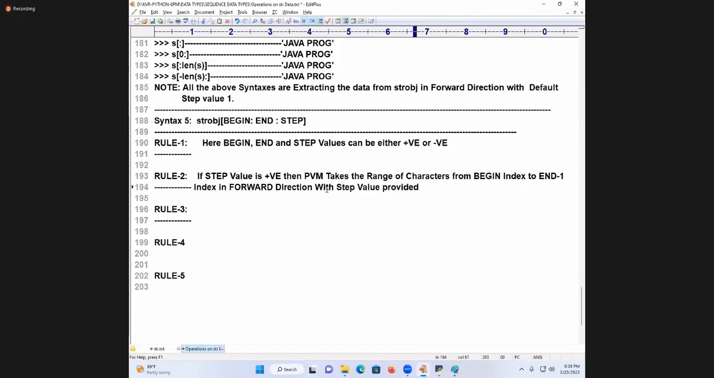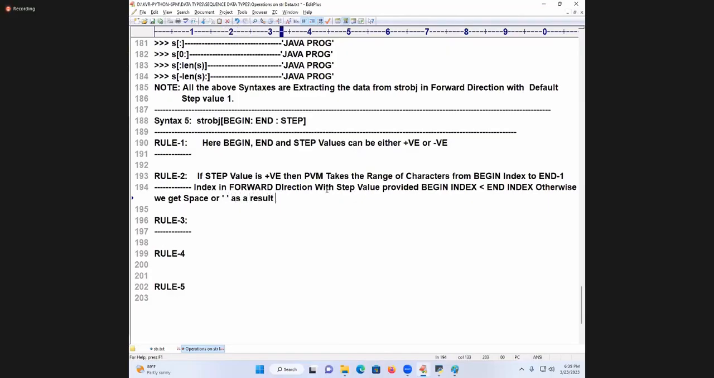I am writing provided begin index less than end index. That rule you already know now. Otherwise, what happens when it is not satisfied? We get a space, or something like this, as a result. Did you understand? Actually, we never get a result, meaning a space as a result.